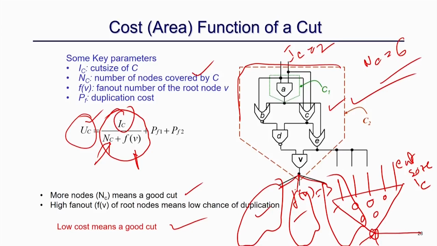So, the cost of that particular card is given by IC by NC plus FB. You can understand, if the number of nodes is big, and FB, the fan out from this node, is big, this value will be less, right. So, that will become a good card, and the other two factors I will talk about now, which is basically the duplication cost. Okay. What is the duplication cost?